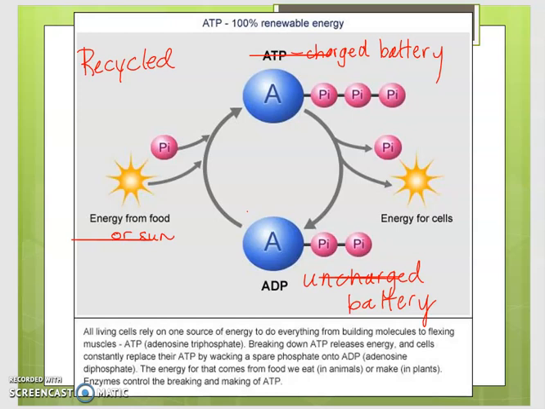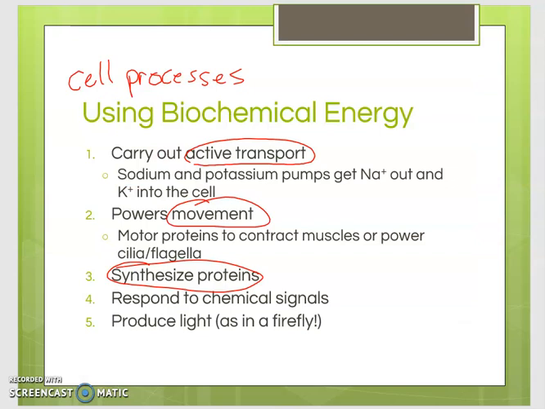So if we look at ADP down here on the bottom, it might get energy from food or from sunlight to add a phosphate group to make ATP and make the battery charged. Then ATP is going to transfer that phosphate group to something else in order to provide energy for the cells. The energy that ATP transfers is going to be used for different cell processes.